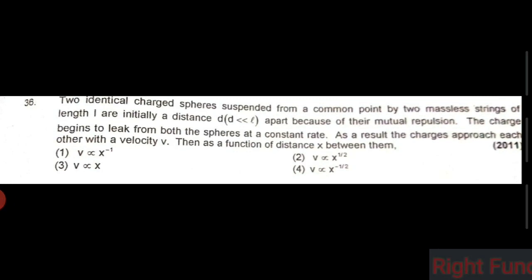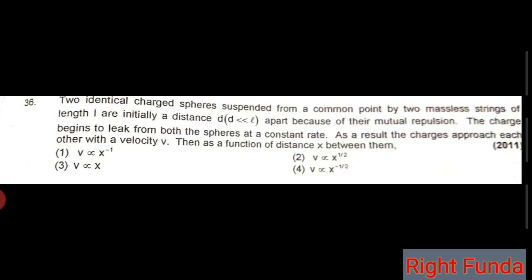Let's read the question. It is a previous JEE question. It says two identical charged spheres suspended from a common point by two massless strings of length L are initially at a small distance d apart because of their mutual repulsion, where d is much smaller than L. The charge begins to leak from both the spheres at a constant rate. As a result, the spheres approach each other with a velocity v.